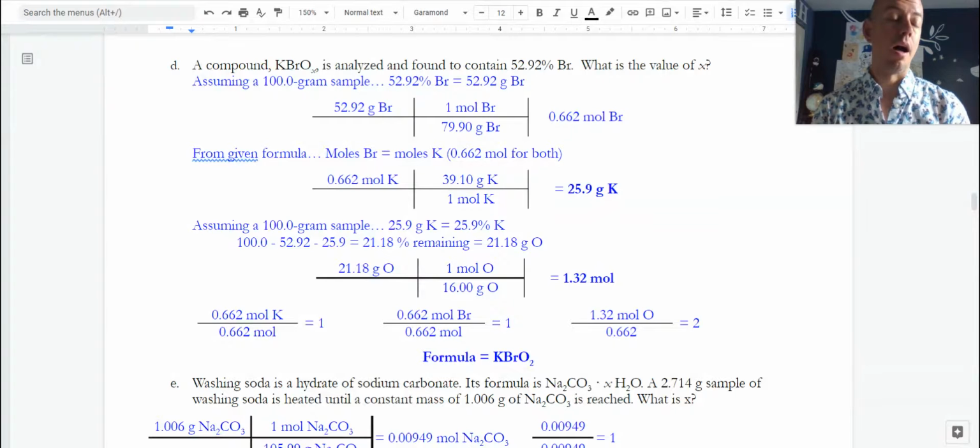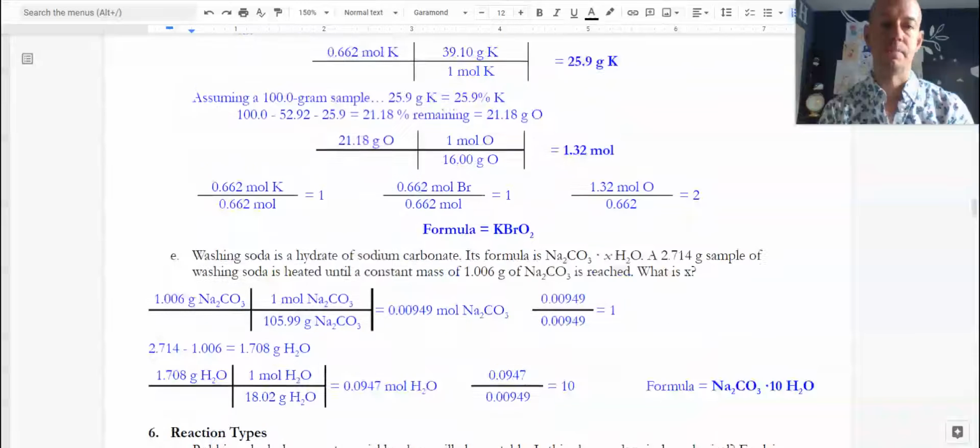You could have maybe just done some guess and check on this, and that would have been fine. Well, what if it's a 1? Is that 53% bromine? No. What if it's a 2? Is that 53% bromine? Yes, it is. What if it's a 3? What if it's a 4? Those are good methods as long as you're showing your work, showing your logic, and coming to the right conclusion.